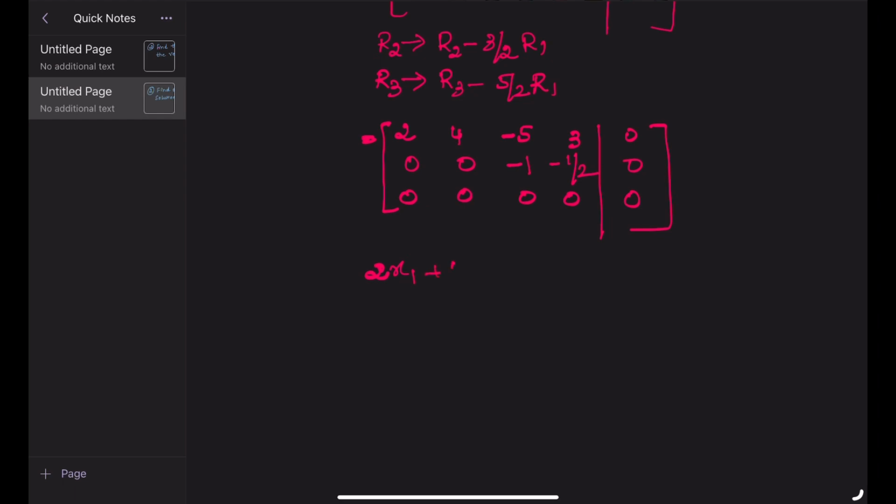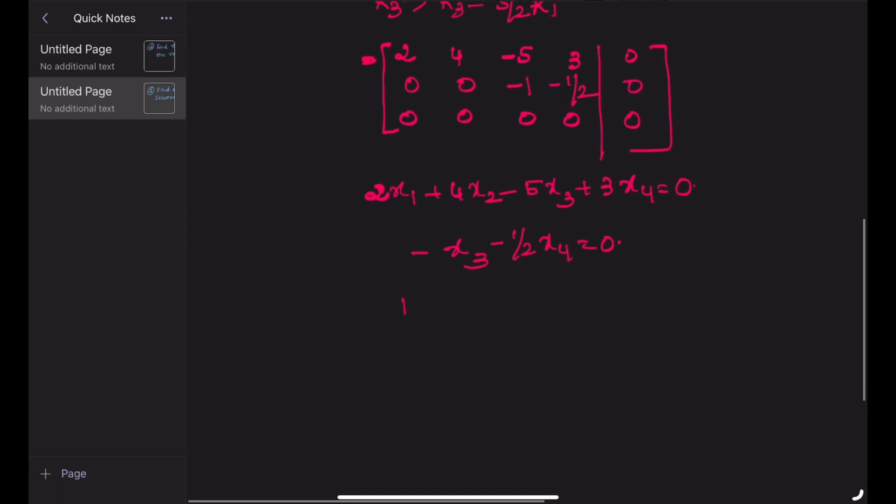So it is 2x1 plus 4 times x2 minus 5 times x3 plus 3 times x4 is equal to 0. Then it is minus x3 minus half x4 is equal to 0. So these are the two equations I have. So let us identify the pivot points. So we know how to solve it.